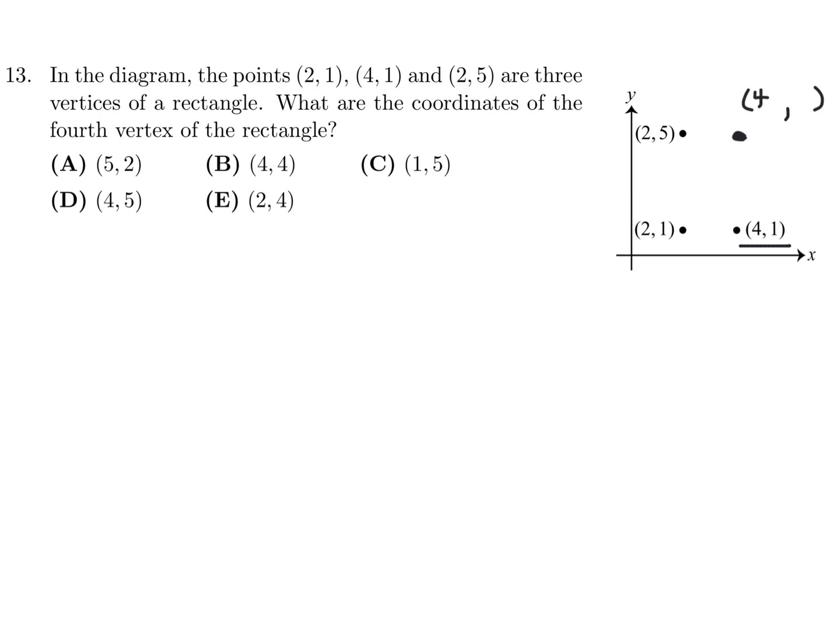And the y-coordinate of that point would be the same as the y-coordinate of that guy, since you're going just straight across on the same y-coordinate. So that's going to be a 5. So for number 13, the answer is (4, 5), and that is choice D.